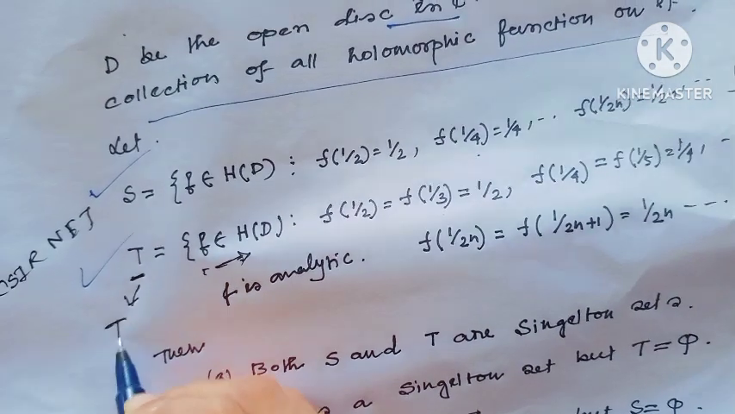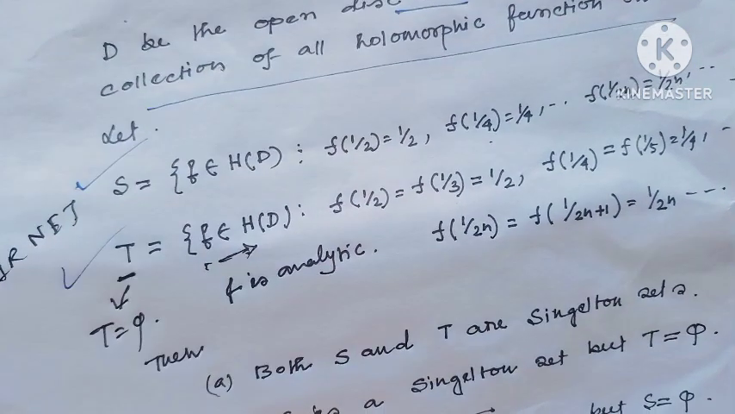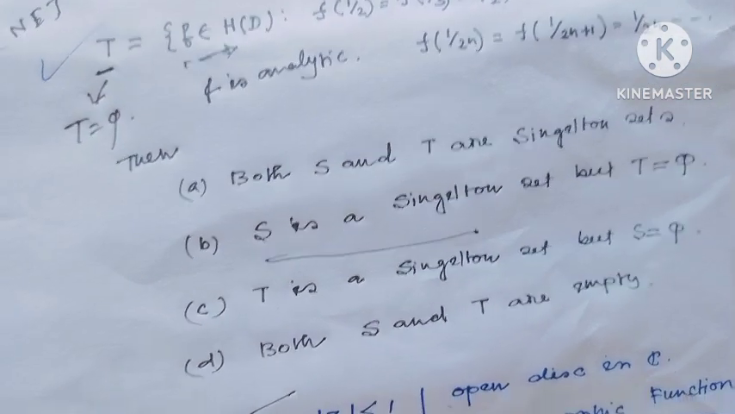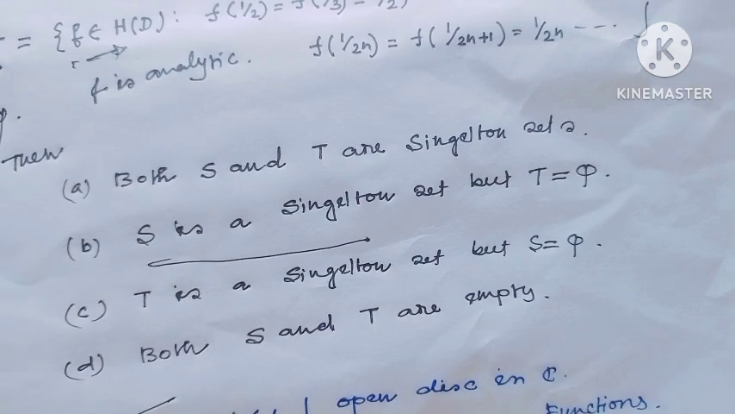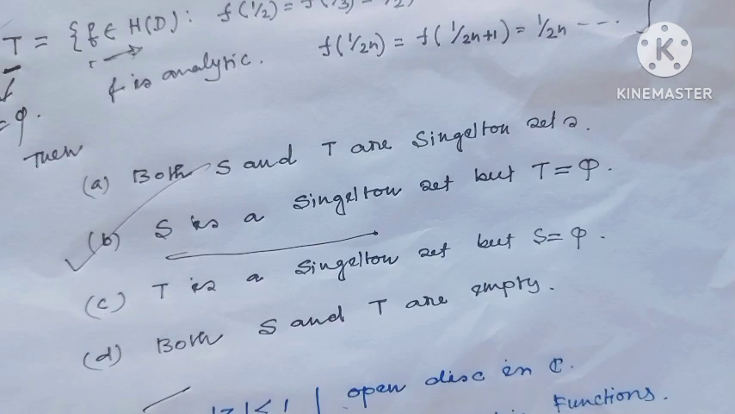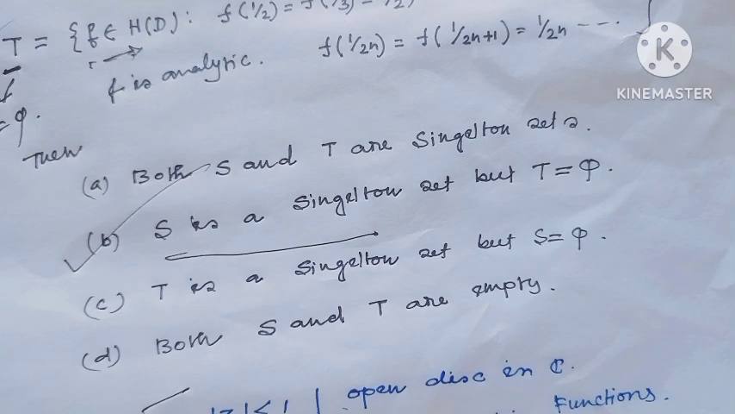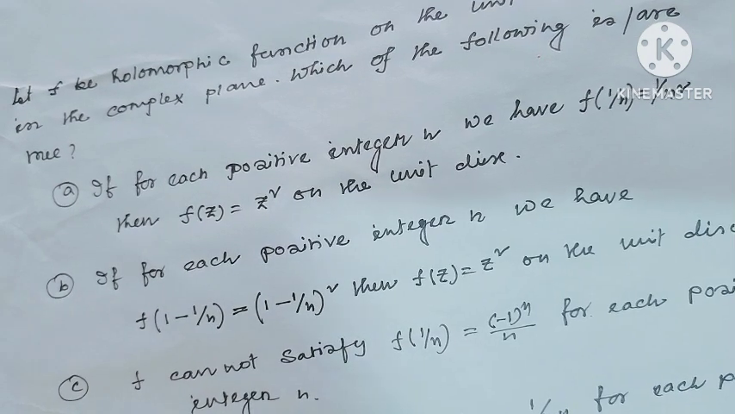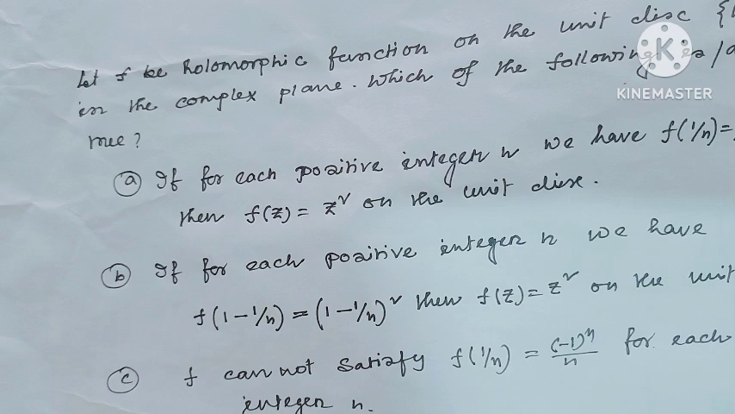So obviously this type of function, which is indicated as T, equals 5. So B is the right option. S is a singleton but T equals 5. This is the right option. Okay. Next example, which also came in the CSIR NET exam.